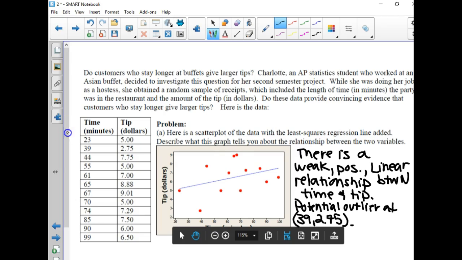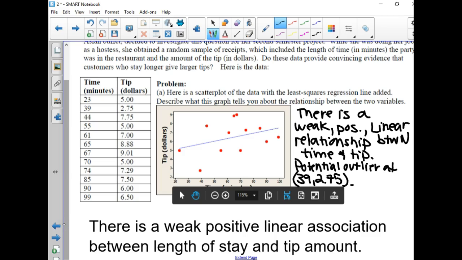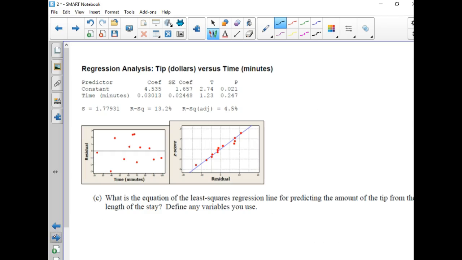Moving on. Is there part B? Am I missing a part B? Yeah. What does part B say? Oh, there's not. So we're missing a part B. Okay, so let's go on to C. What is the equation of the least squares regression line for predicting the amount of tip from the length of the stay? You will see a Minitab output.